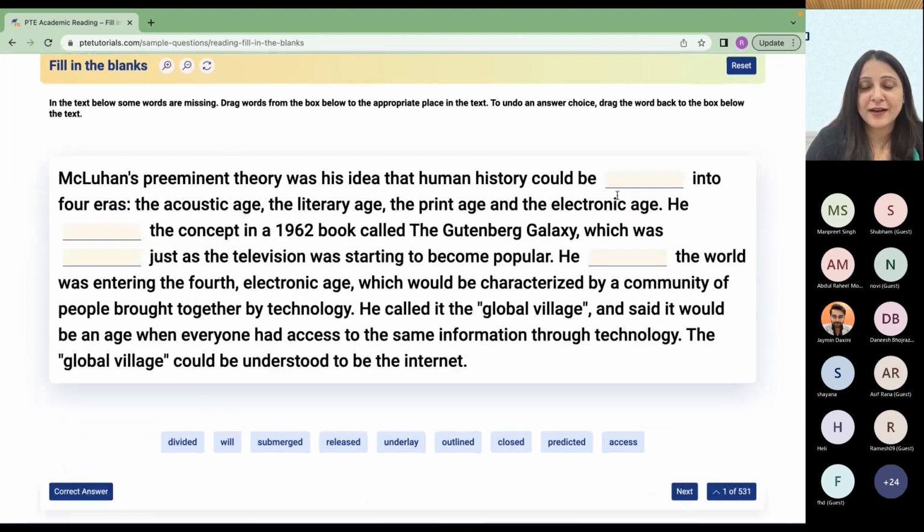This is a paragraph. Some blanks are given. You have to drag and drop the word in the blank. Now, what is the trick? Do not start reading initially. Initially, just check the blank and two, three words before the blank and two, three words after the blank.